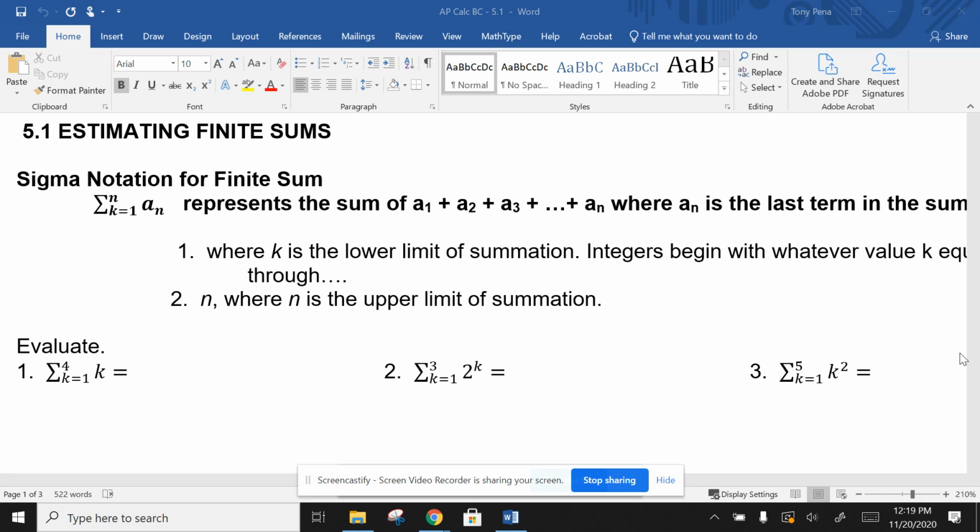Close this. So you'll see at the top where it says estimating finite sums. Obviously we know what a sum is. It's the answer to an addition problem. Finite means that what we're adding terminates. It doesn't go on infinitely. That's something we do later.